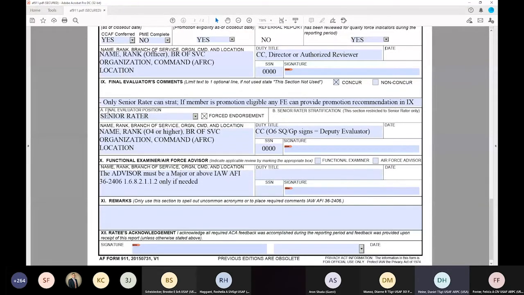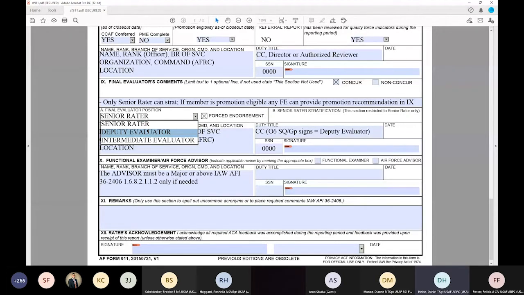So now let's go over the final evaluator positions. This is one of the common mistakes that we see when we're reviewing the report. One of the common mistakes is Section 9 is just completely left blank, and Section 9 is a mandatory section for completion on the Air Force Form 911. The other common error that we see is the final evaluator position is incorrect. So I'll go over what each position means and who each position would be applied to.